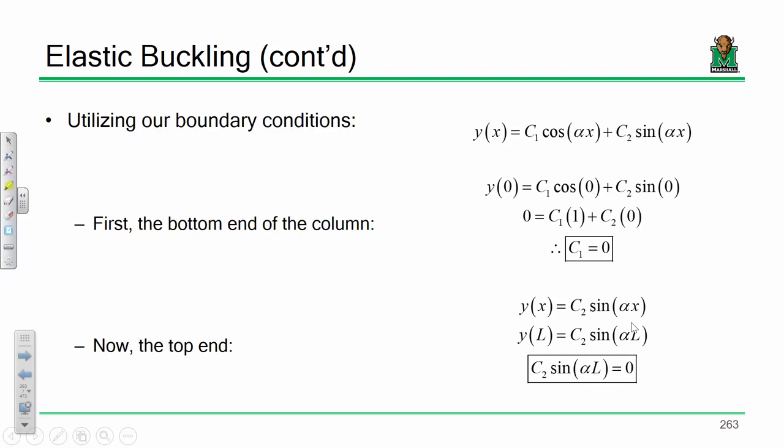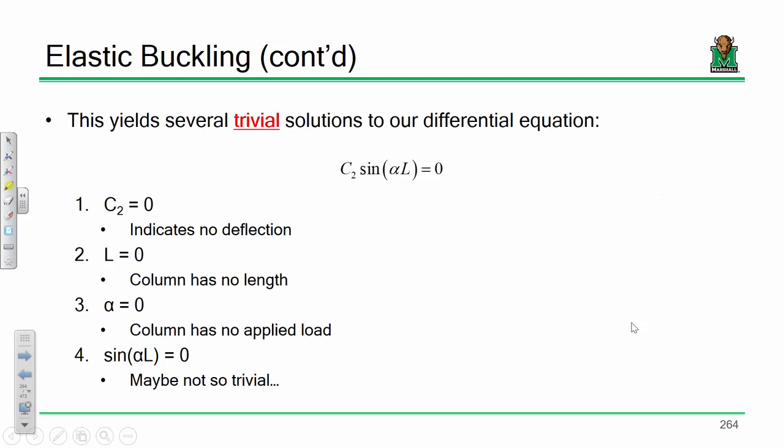Well, let's look at this equation for a little bit. This equation seems innocuous, but there's a lot going on. Let's just look at this as if we were pure mathematicians. I have C2 times the sine of alpha L equals 0. What are some ways that this equation could be true?